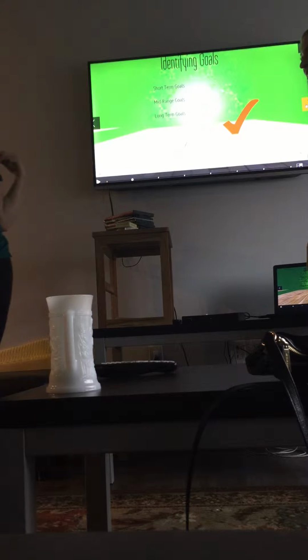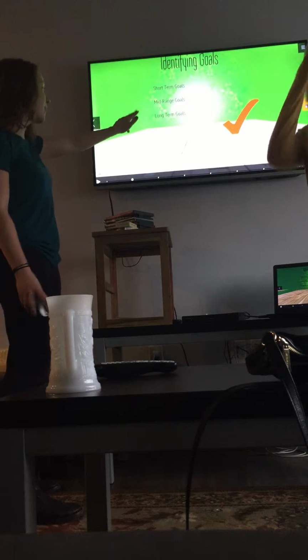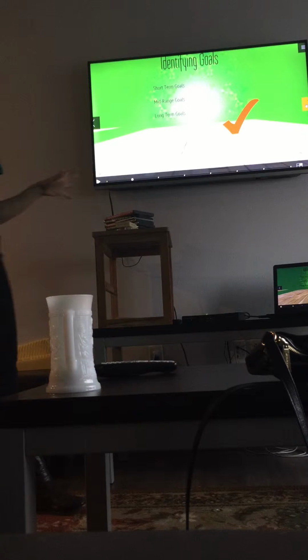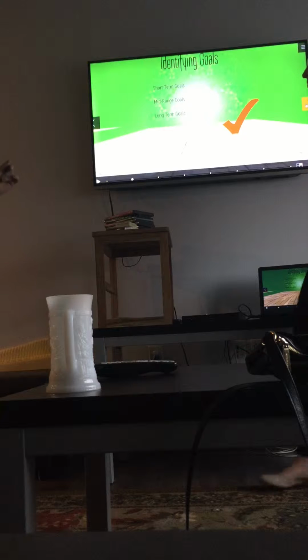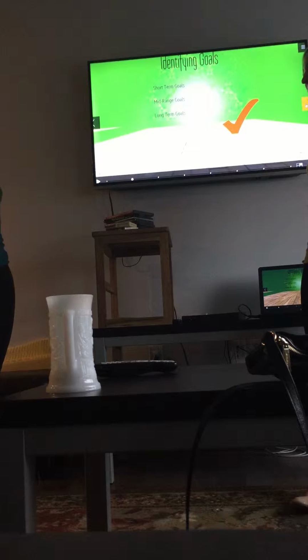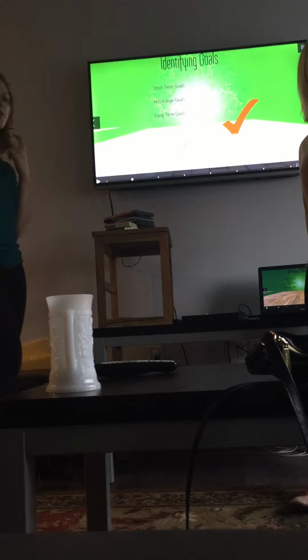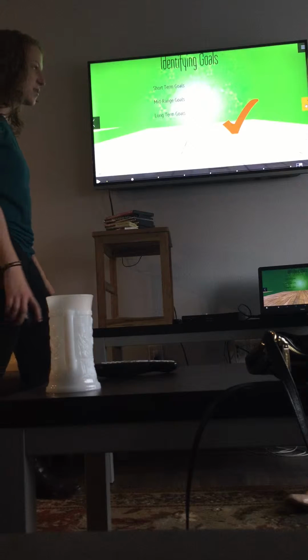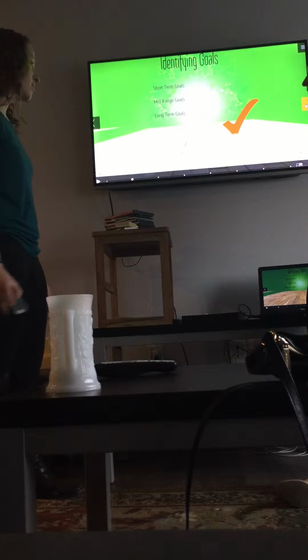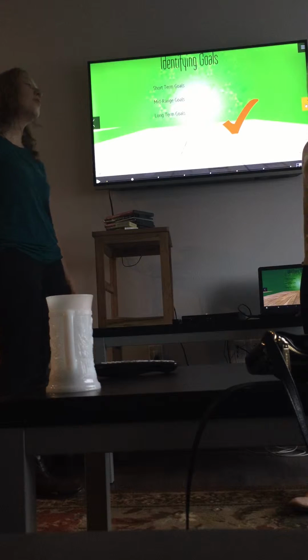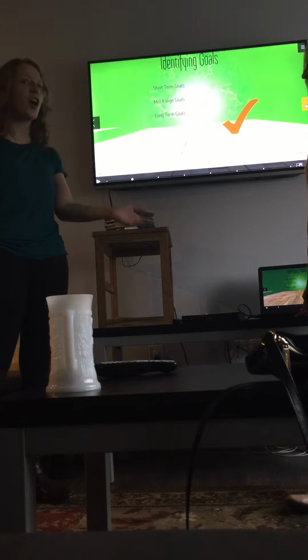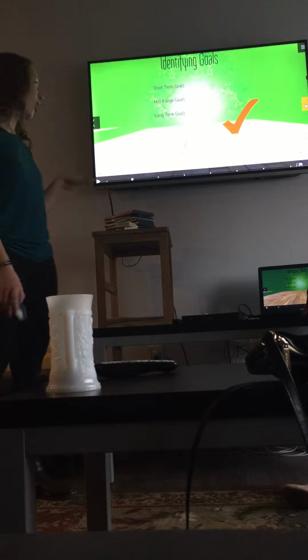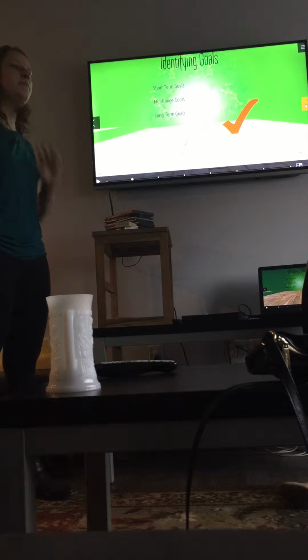Alright, so for identifying goals, you have short-term goals, mid-range goals, and long-term goals, and there is a difference. That's why they're set up in categories. Short-term goals are over a month to a year. So maybe you want to pass all your courses this year, that'd be a short-term goal. Mid-range goals are between a year and 5 years, I do believe. So maybe you want to buy a house within the next 5 years, or you want to get a car. And then long-term goals are between 5 and 10 years. So maybe in 10 years you want to be married and have a family. That would be a long-term goal right there.